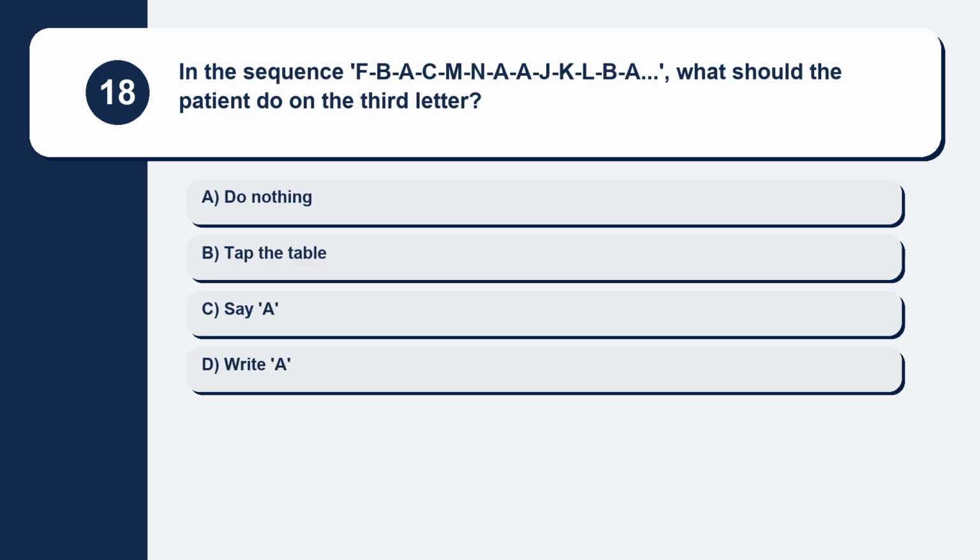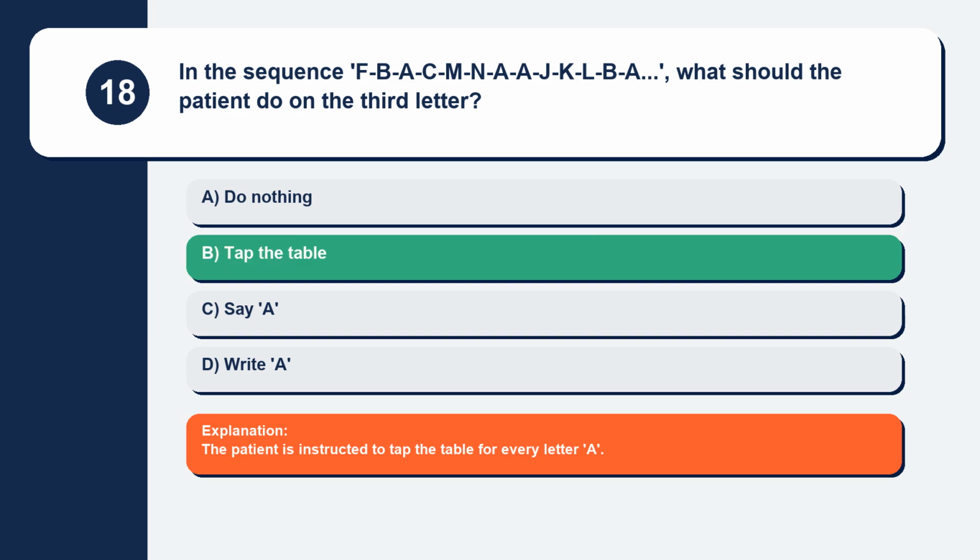Question 18. In the sequence F-B-A-C-M-N-A-A-J-K-L-B-A, what should the patient do on the third letter? Do nothing. Tap the table. Say A. Write A. The patient is instructed to tap the table for every letter A.